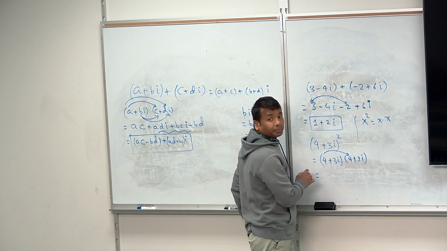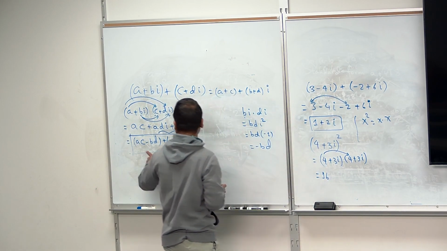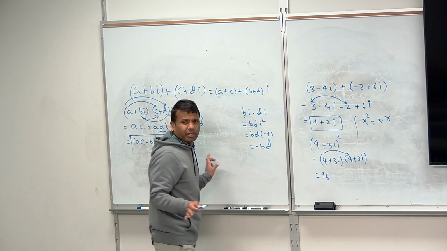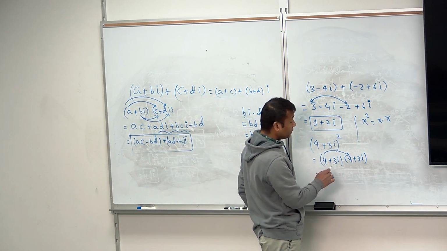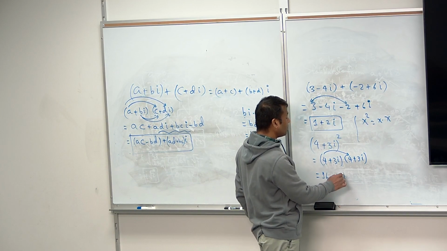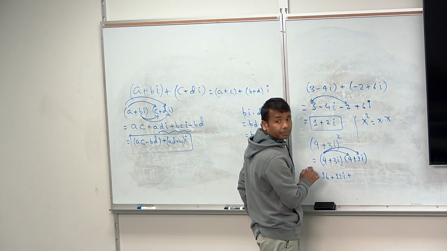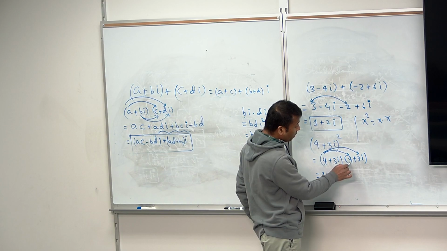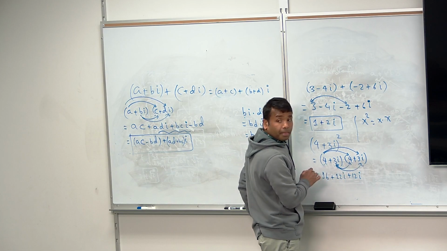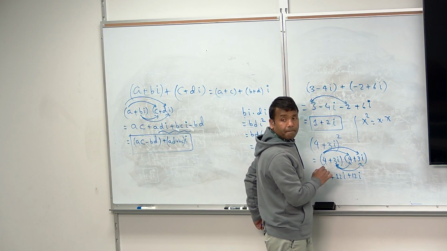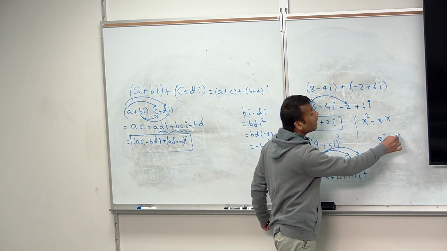What is 4 times 4? 16. You can use the FOIL or you can use this formula, okay? It's up to you. But I prefer to use FOIL. It's easier for you. 4 times 4, 16. Plus, what is 4 times 3i? 12i. Plus, what is 3i times 4? 12i. And what is 3i times 3i?